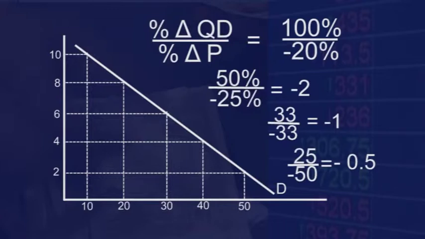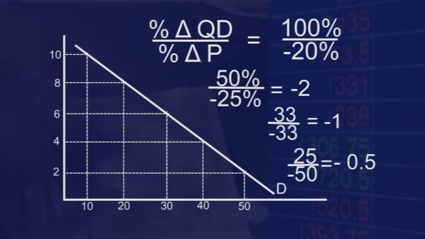We'll just do this calculation for one more price fall. Suppose the price falls from 4 to 2. We've now got a 50% fall in price that leads to a 25% increase in quantity demanded. 25 over minus 50 gives us minus a half. For every 1% fall in price, there's a 0.5% increase in the quantity demanded.